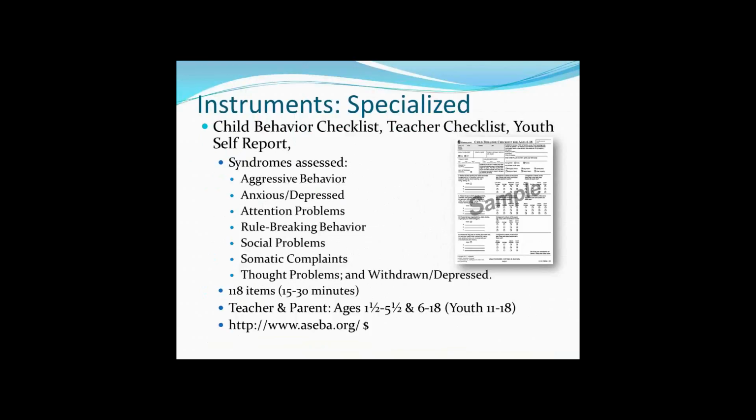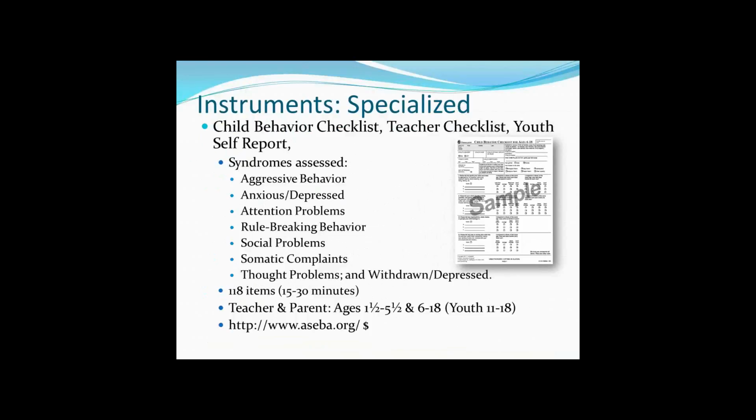Specialized. So we're looking at something more specific here. This particular one, the child behavior checklist, teacher checklist, youth self-report. These are often used in special education settings to really target interventions that are going to be implemented in the classroom or outside the classroom. It's pretty extensive. It's almost 120 items. So it's not something that you're going to be doing very frequently, and you're not going to be doing this as a universal screening. This is more to target interventions.